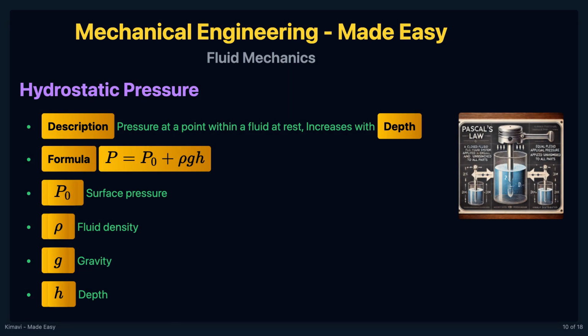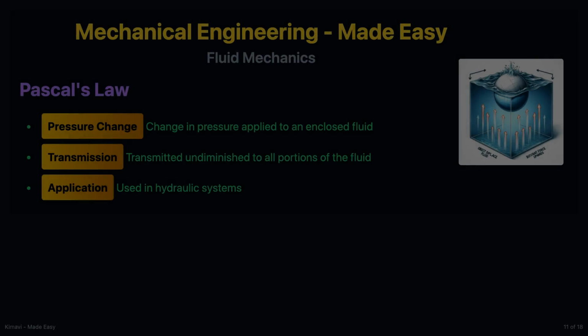In a fluid at rest, the pressure at a point within the fluid is called hydrostatic pressure. It increases with depth due to the weight of the fluid above. The hydrostatic pressure at a depth h in a fluid of density ρ is given by the formula P equals P sub 0 plus ρgh, where P sub 0 is the pressure at the surface, g is the acceleration due to gravity, and h is the depth.